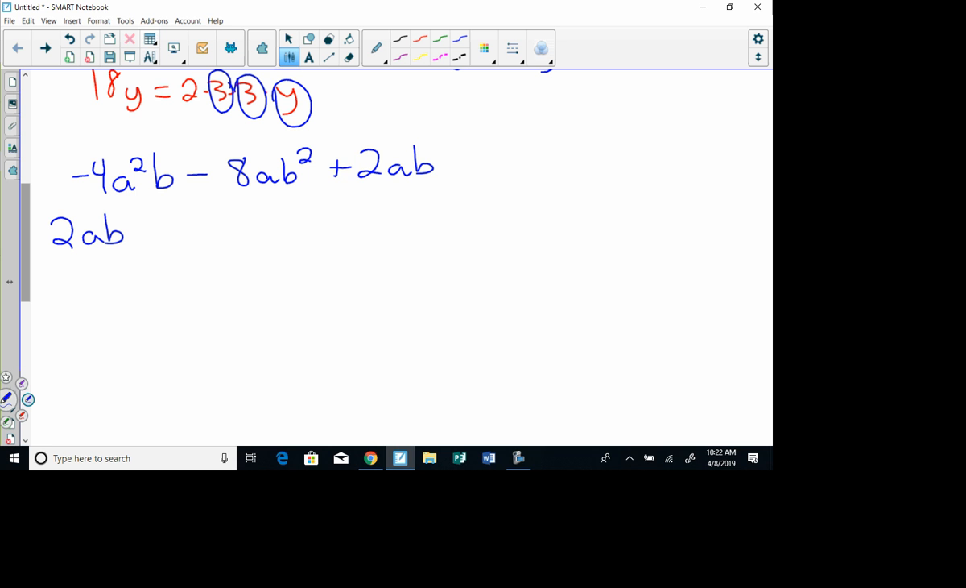Now I'm going to divide that out of each one. What's negative 4 divided by 2? Negative 2. A squared divided by A? A. B divided by B? 1. Minus, what's 8 divided by 2? 4. A divided by A? 1. So we don't need to write that down because that's just 4 times 1. B squared divided by B? B. Plus, what's 2AB divided by 2AB? It's 1, not nothing. You have to write plus 1.